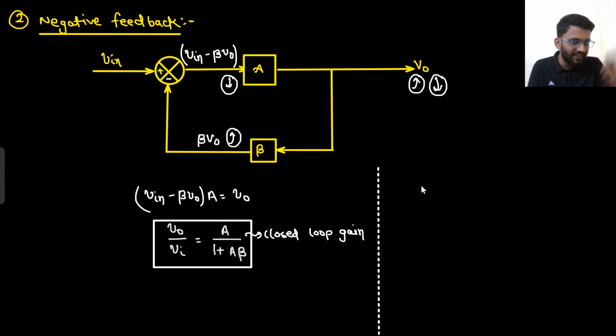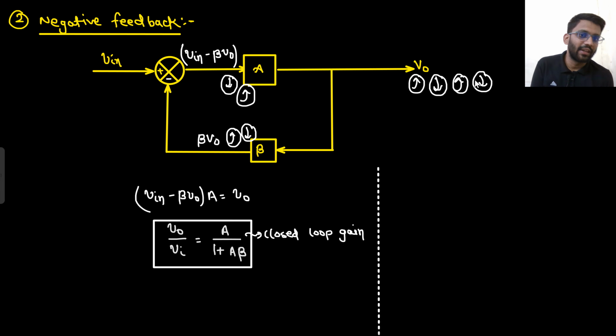Now if your output is decreasing, then what happens in the circuit? If this decreases, that means this value will decrease. Now if this value is decreasing, that means the overall value will increase, because this value is getting subtracted. Now if this value increases, then this is simply getting multiplied with gain A, so it will increase. Now if it is again increasing, then again decreasing. So here your output is not being unstable.